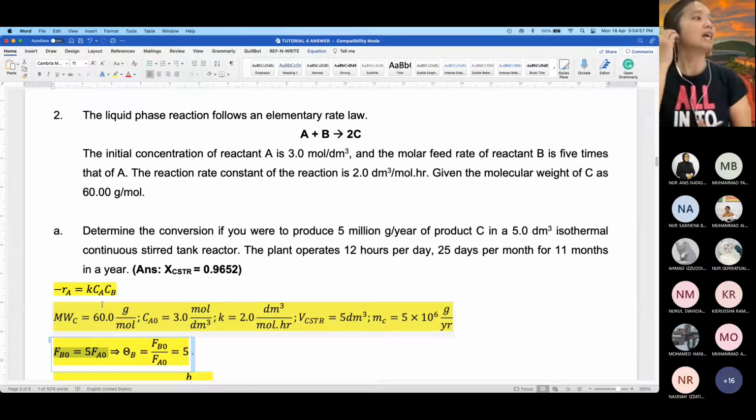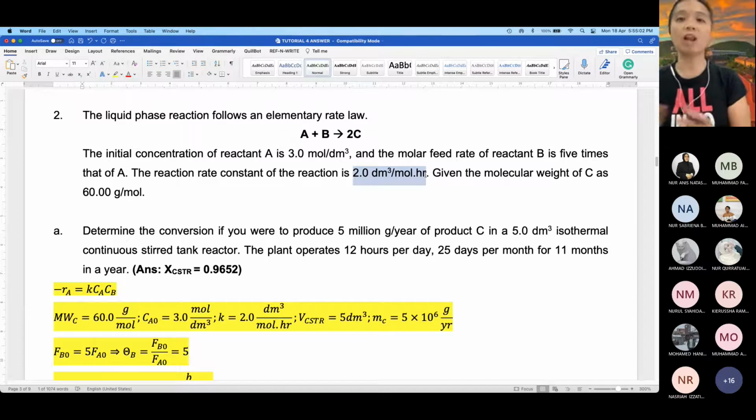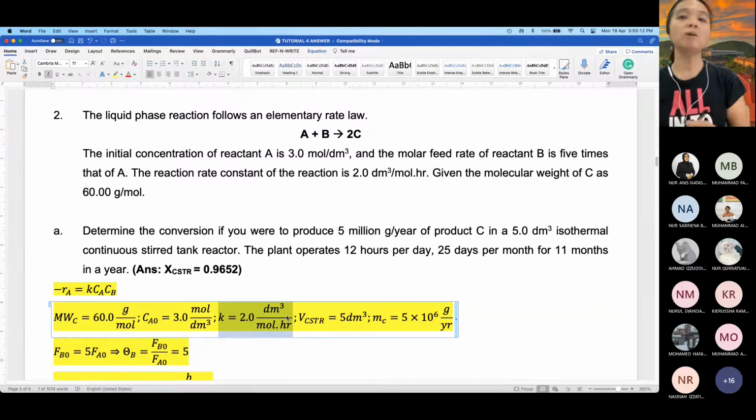Done. Okay, next. The reaction rate constant of the reaction is 2 dm³ per mole hour. So they give us the value of K. Tapi kalau kamu perasan, dia tak kata K ni pada suhu apa. So you can safely assume K yang diberi adalah pada suhu tindak balas. Okay, so dalam soalan dia tak kata K itu pada suhu apa. Tetapi, hence in this case, you may assume K yang diberi adalah pada suhu tindak balas itu. Means, kamu dah tak payah cari dah nilai K yang lain ataupun nilai K yang baru. This K can be used in your calculation.